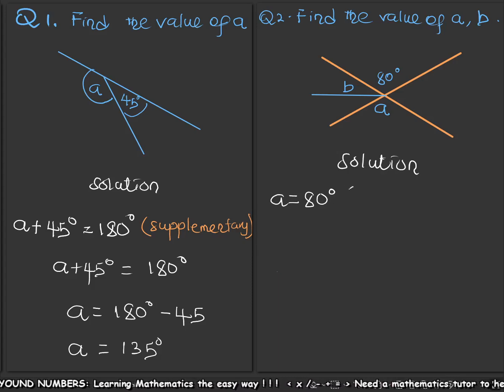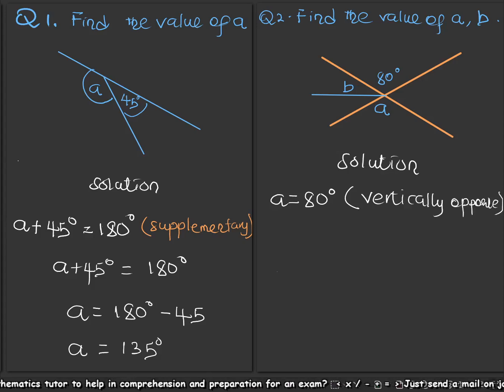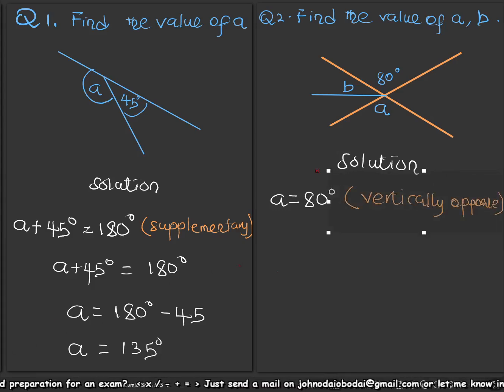You see, then you put into bracket, you write the property you are using, that is vertically opposite angles. So you write that nicely in a bracket. So we got our answers from the fact that the angles are vertically opposite. Hence our A is 80 degrees. Now let's look at our B.